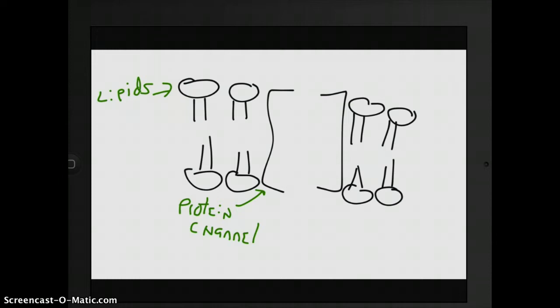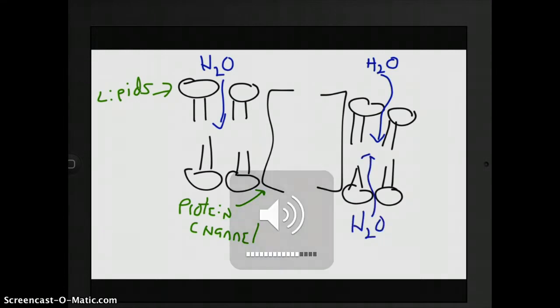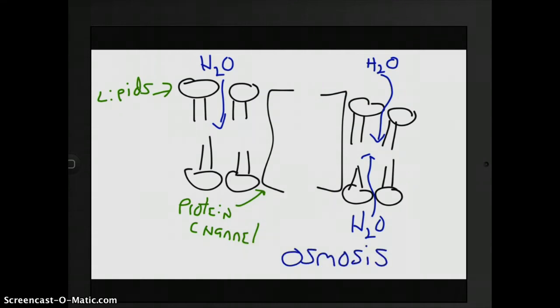Now, we're going to talk about osmosis. Osmosis is very specific. It's when water moves in or out of the cell. Still moving from areas of high to low concentration, so it requires no energy. That's osmosis. Water moving from areas of high concentration to low concentration.